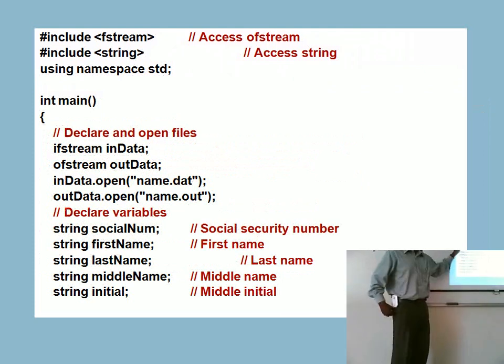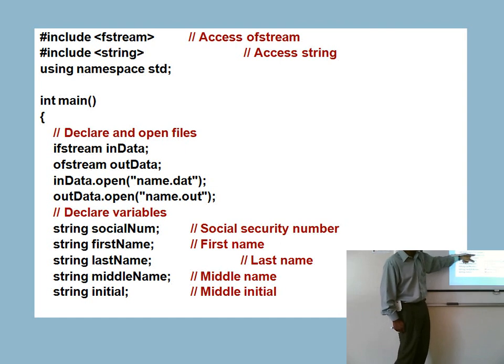So for our lab, some of you on Wednesday, most of you on Monday today, you're going to be asked to do something very similar to this. Let's take this apart so that nobody has any problems with understanding what's going on. We've all used string and using namespace, but fstream is a library that you'll need in order to be able to define your input and output data files, and you'll need to give a name.